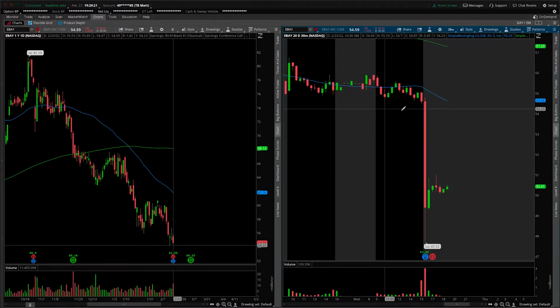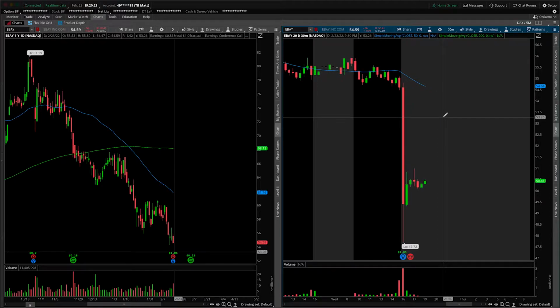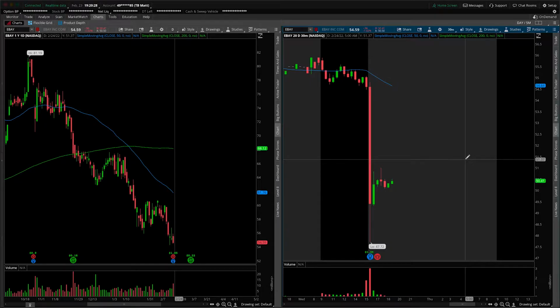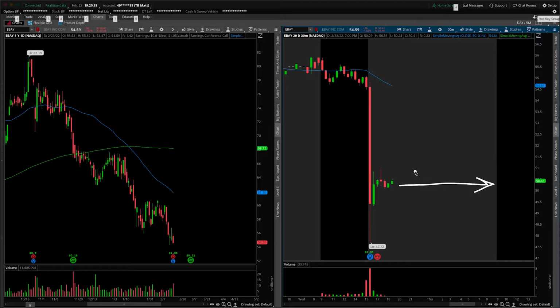Without even zooming in, I'm sure you could see that bloodbath. Fairly nasty move here inside of eBay, taking us on a pretty severe gap down for tomorrow's session. I'm not saying we have to remain as severe here. It could float a little bit higher, but it's very likely that we do remain on some sort of gap down.